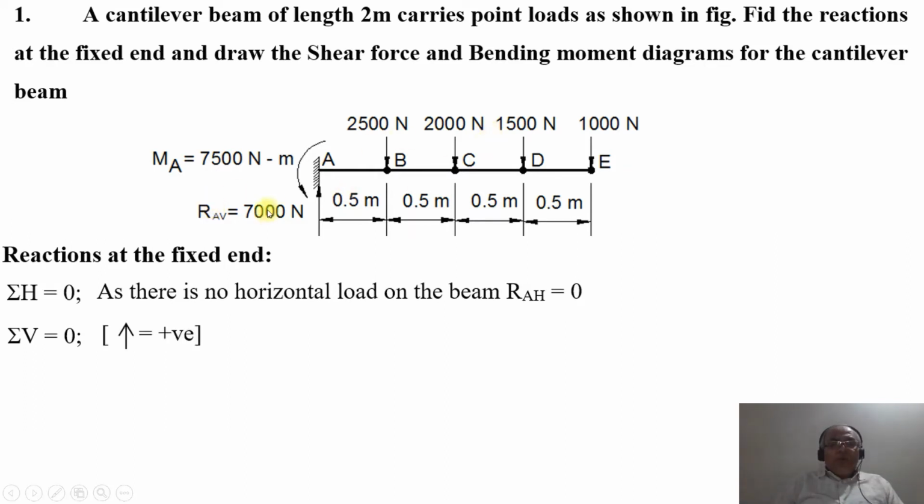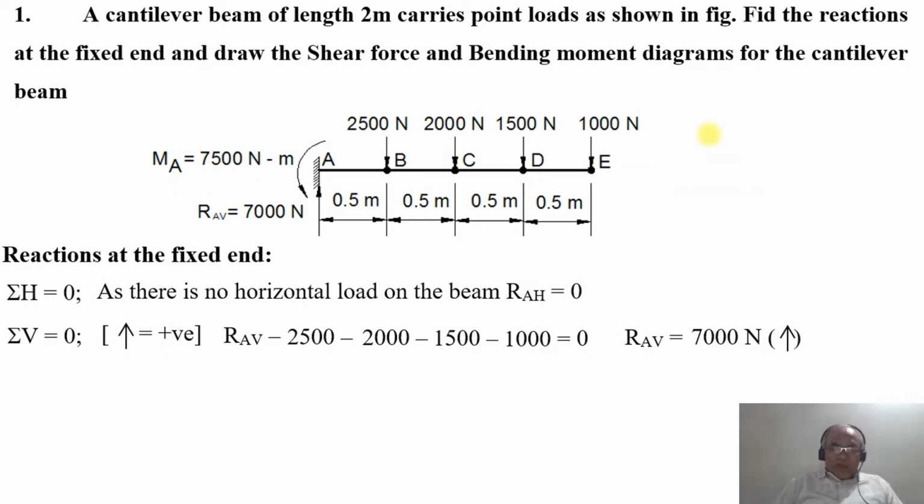The convention we follow is that the load acting upwards is considered positive. Since the vertical reaction at the point A is acting upwards, because all the loads are acting downwards on the beam as shown, RAV is positive, minus 2500 minus 2000 minus 1500 minus 1000. The summation of all these should be equal to 0. On simplification, we get the value of RAV as 7000 Newton, acting upwards, which is a positive value. Therefore, RAV will be equal to 7000 Newton.